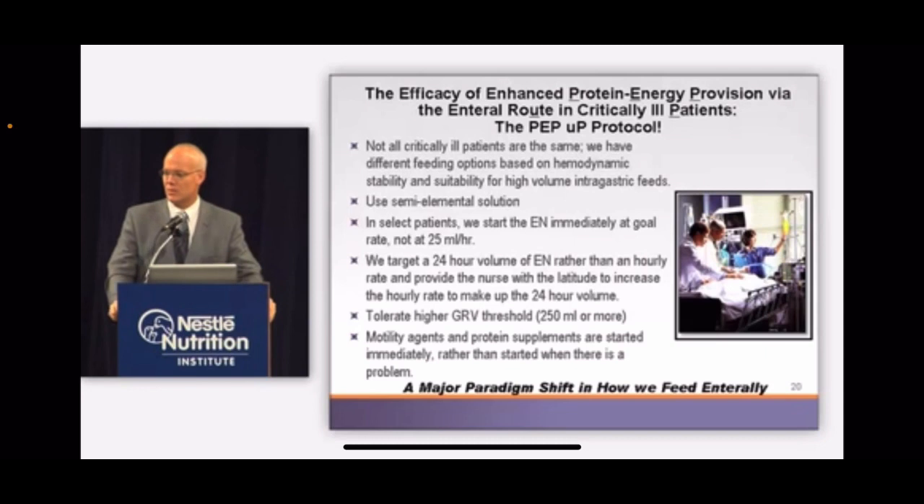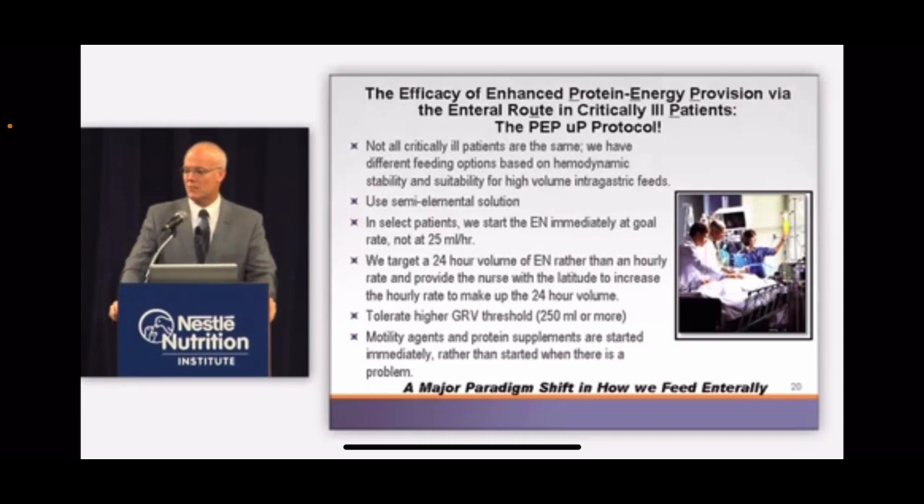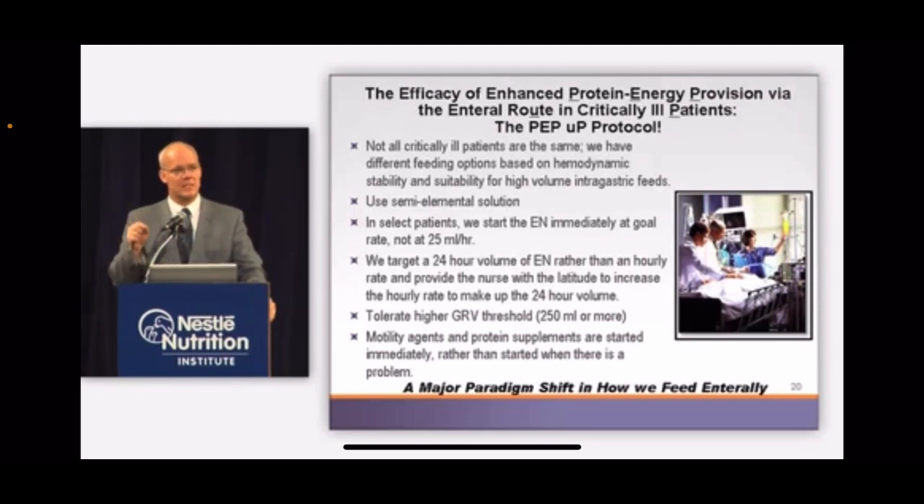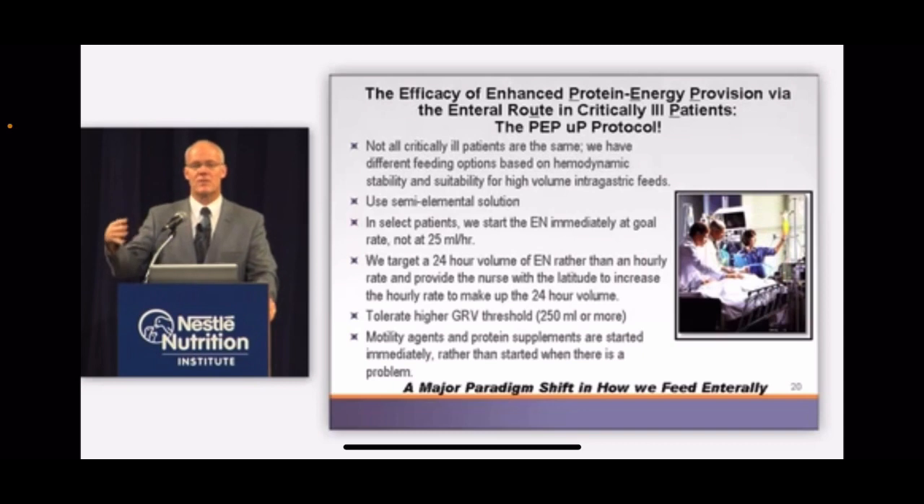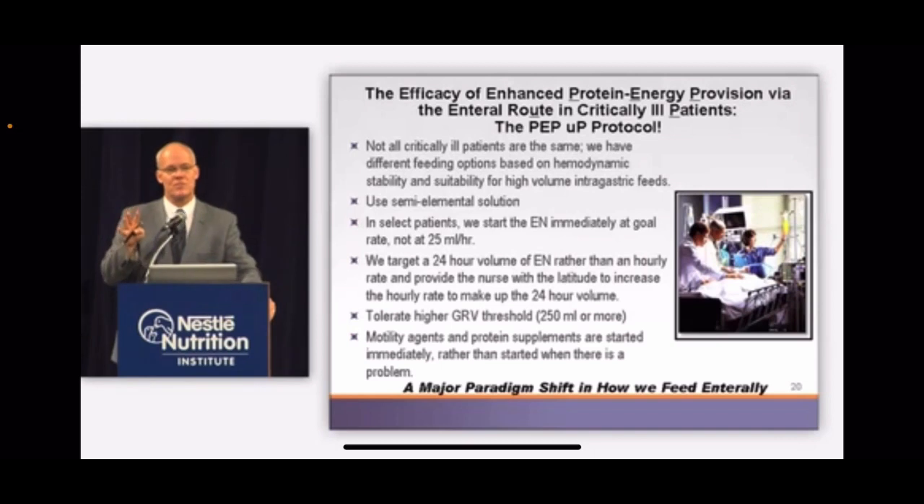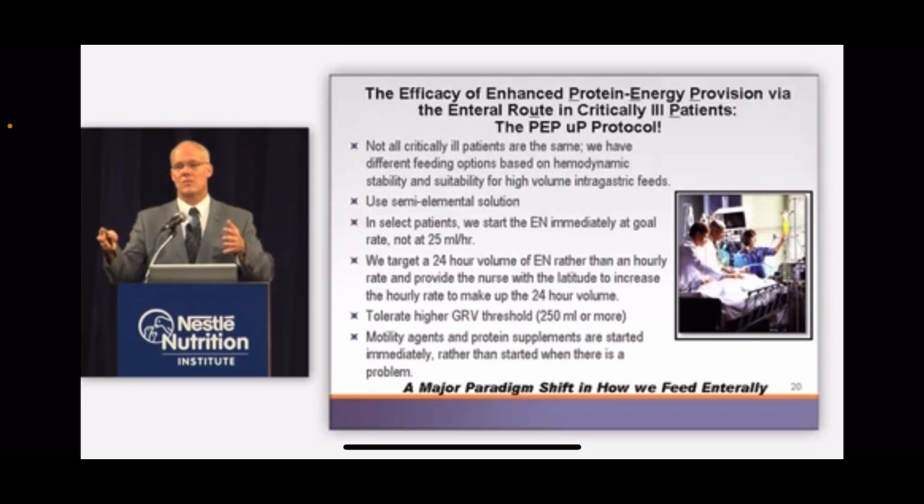We enable them to choose trophic feeds. We use a semi-elemental solution as our go-to solution just because it's much more likely to be absorbed, particularly in the early phase of critical illness in these sick patients, particularly those that are hemodynamically stable. We do not use the 25 cc's an hour anymore, but rather we go right up to goal calorie. And moreover, we shift the goal from an hourly goal, 80 cc's an hour, to a 24-hour volume goal, so that you might get 1,500 mLs over 24 hours, and then let the bedside nurse figure out at what hourly rate he or she has to run it at to achieve that daily goal.